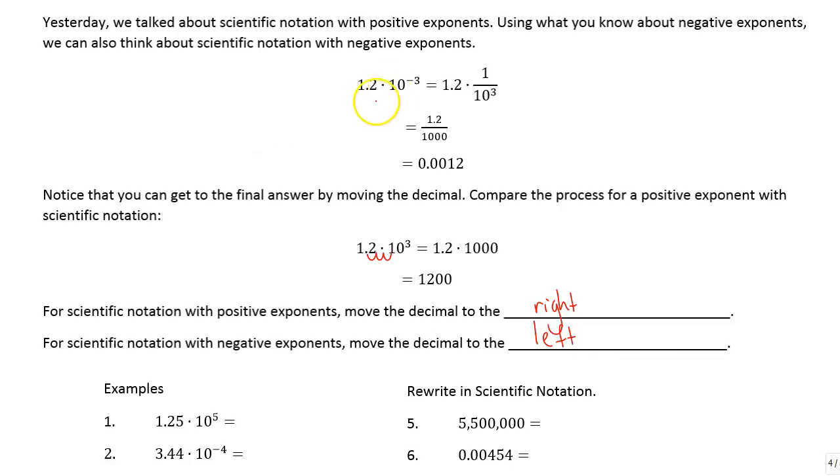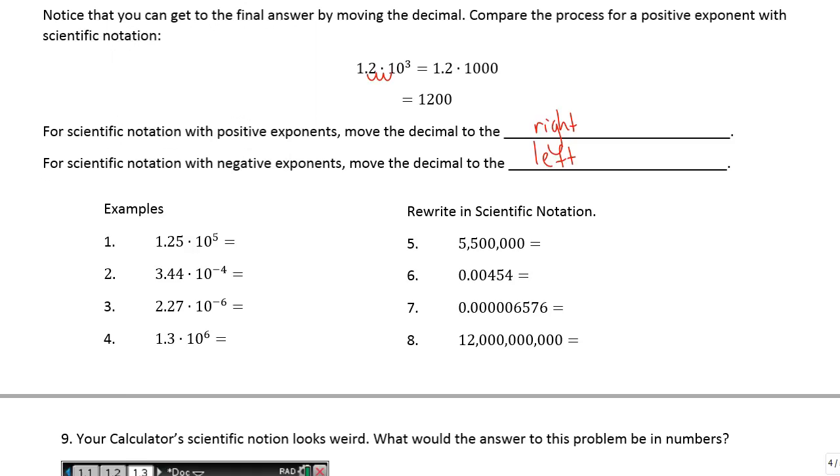So up here where we had 1.2 times 10 to the -3rd, I can move the decimal to the left 1, 2, 3 places, and I get 0.0012, which is the same answer as what we had down here. So let's look at some more of these. This first example, we have 1.25 times 10 to the 5th. Well, move the decimal to the right 5 places, and I get 1, 2, 5, 0, 0, 0, or 125,000.